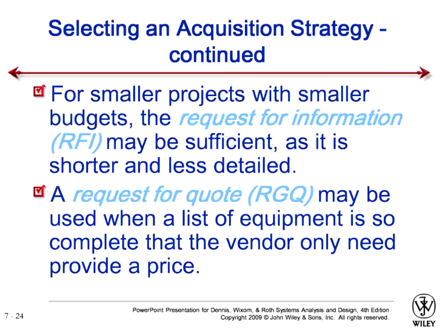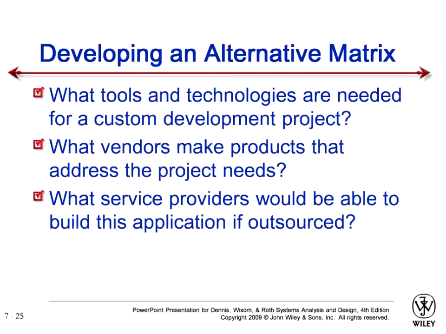Another document, the request for quote, may be used when the list of equipment is so complete that the vendor only needs to provide a price. So if you know the list of equipment you require, then you can make a document like a request for quote as well.